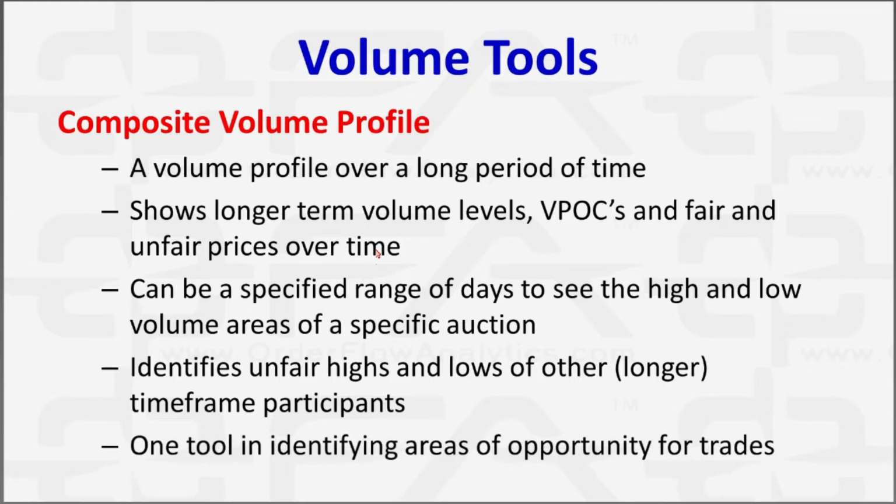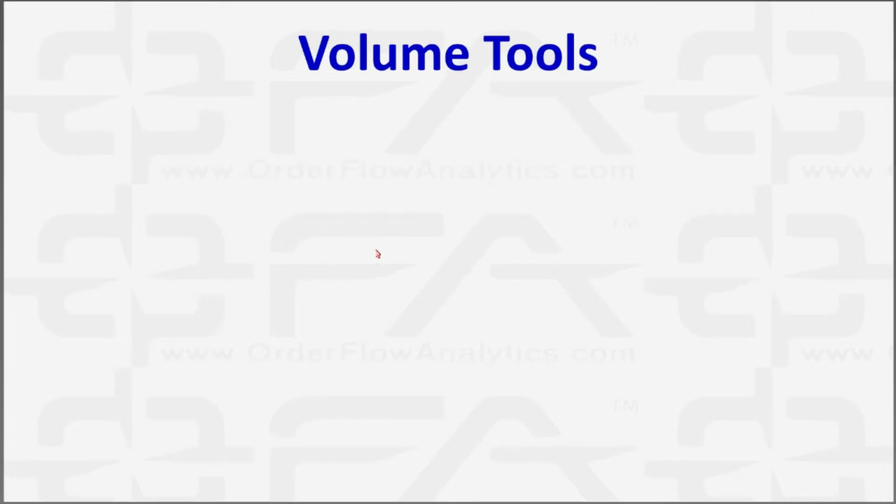And this is just one tool. The composite volume profile is one tool in identifying areas of opportunity for trades. Every market is incredibly dynamic, and anything can happen. You know, the old saying that the market can stay irrational longer than you can stay solvent is very true. That's why you want to eliminate your bias as much as possible. But this is one tool, the composite volume profile. We're going to go through others in identifying areas of opportunity for trades.